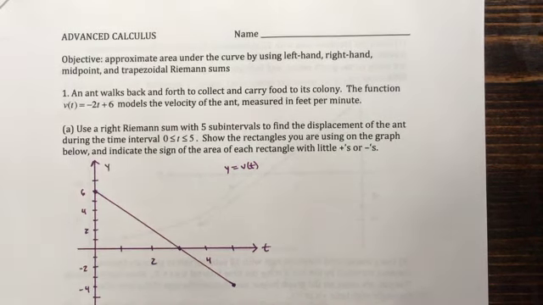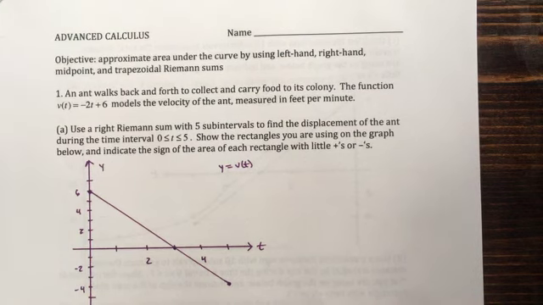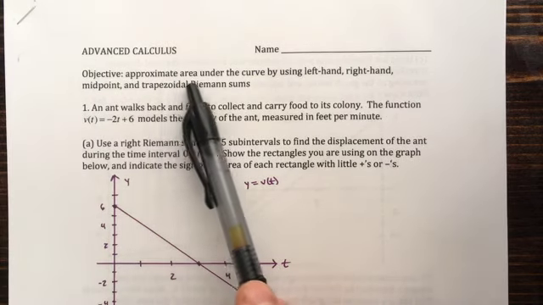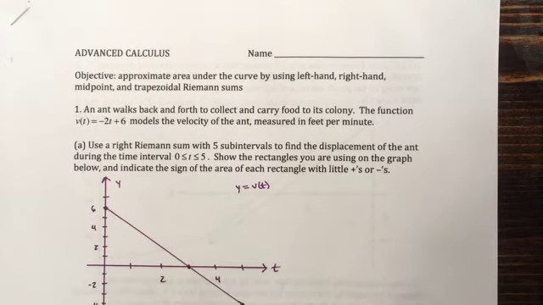So I'm going to go over this worksheet, and if you want to try and do some of it ahead of time or pause the video and do some problems and then check your answers, that'd be great. Objective here is to approximate area under the curve by using left-hand, right-hand, midpoint, and trapezoidal Riemann sums.